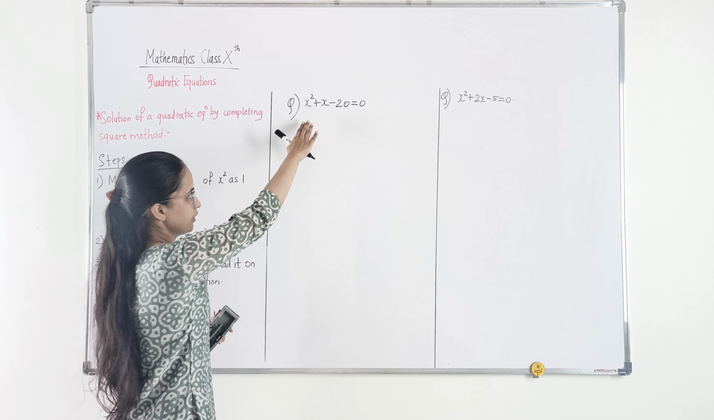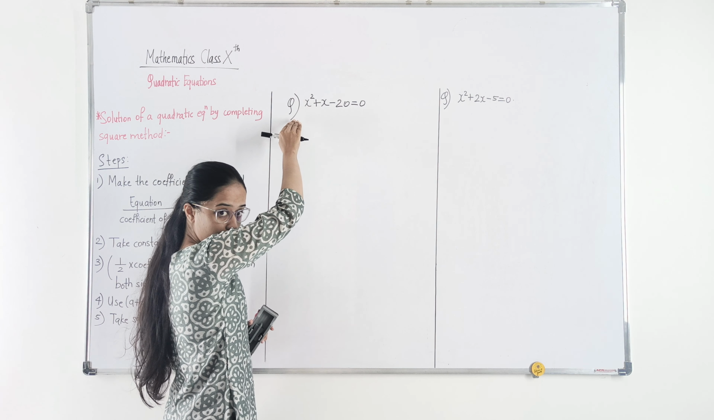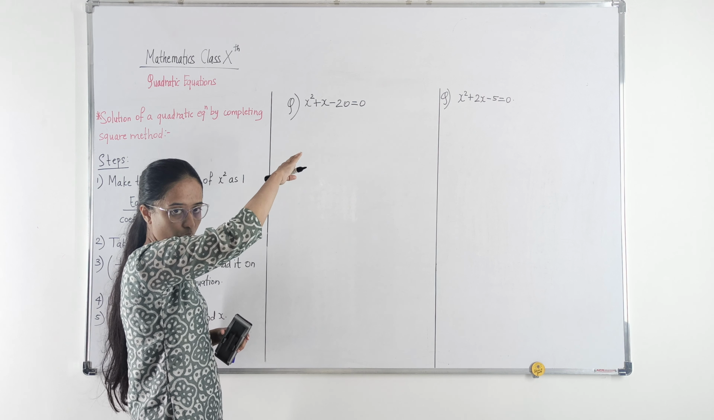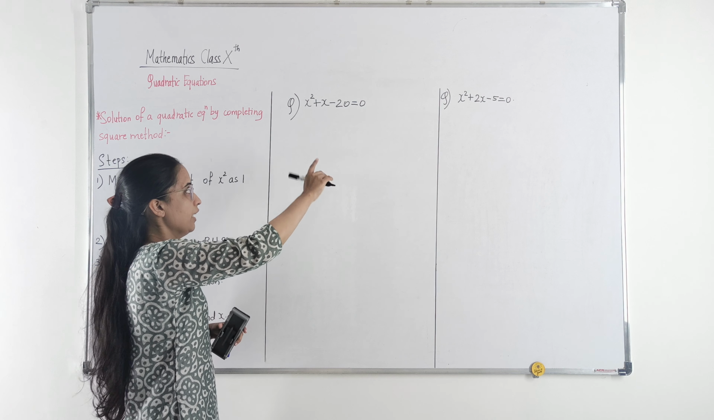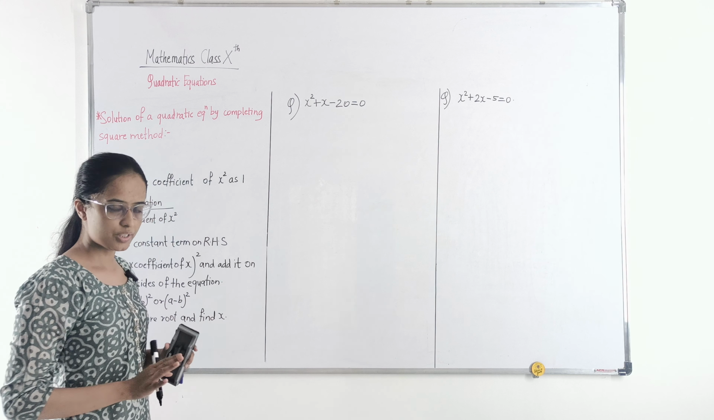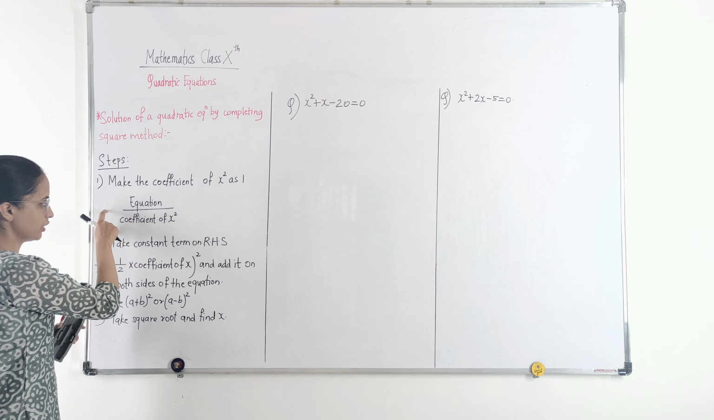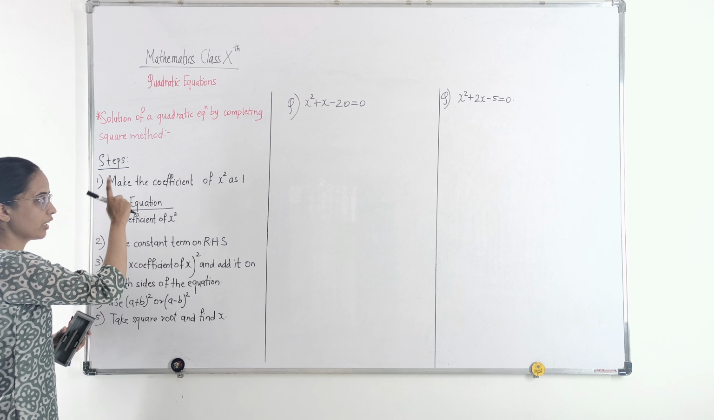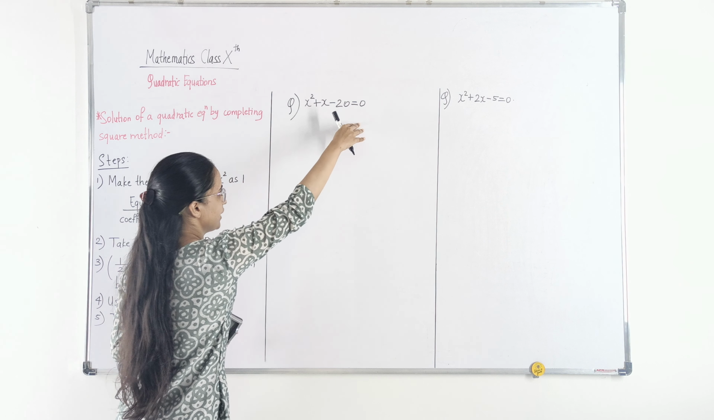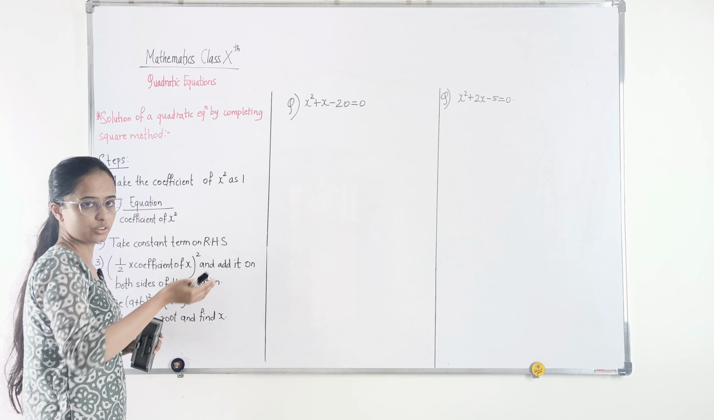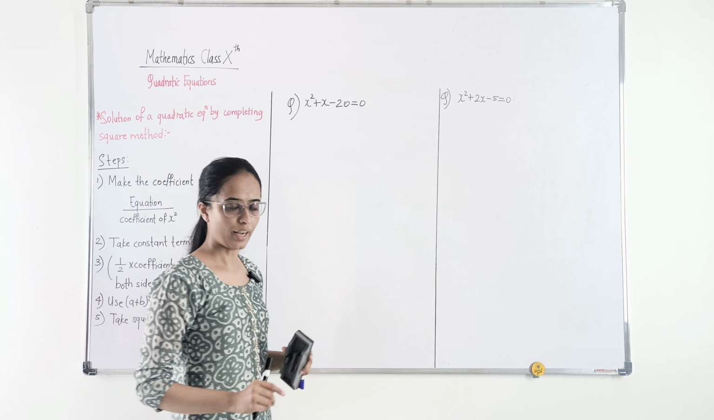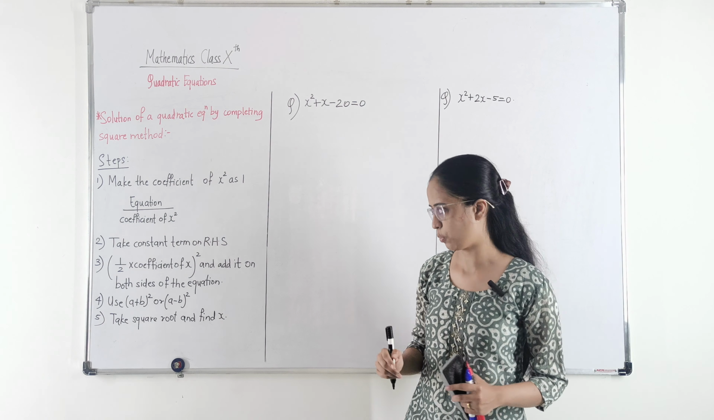So you are supposed to see whether your equation first is in the standard format or not. If it is not in the standard format, make it in the standard format and then see whether the coefficient of x square is 1 or not. If it is already 1, then you don't have to do step number 1. If the coefficient is not 1, then you are supposed to divide the entire equation, basically both sides of the equation, by the coefficient of the x square, so that the coefficient of the x square becomes 1.